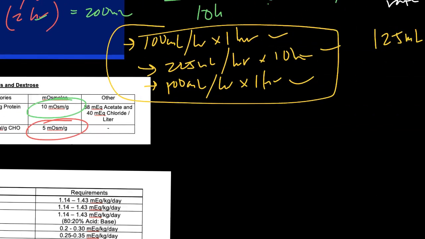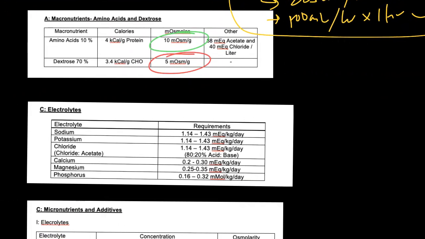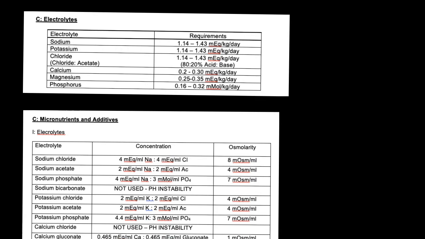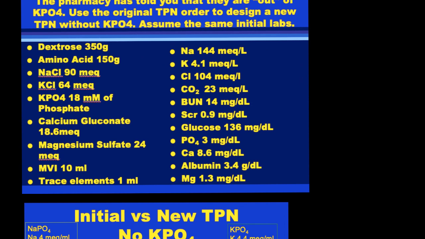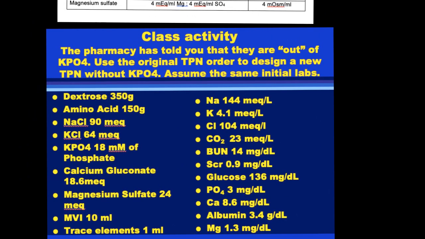So for reference throughout this, I'll use your electrolyte requirements and your concentrations. So, class activity. You're out of potassium phosphate, K-phos. You need to use the original TPN order to design a new TPN without K-phos. Assume the same initial labs. Okay, so here is your old order, your viejo order in Spanish.